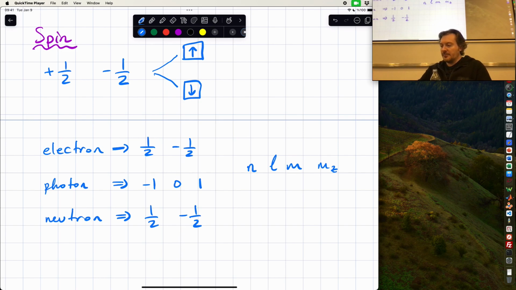So experimental observation of electron spin, which is not spinning, just that property: apply a magnetic field and it splits into two pieces. Make sense?